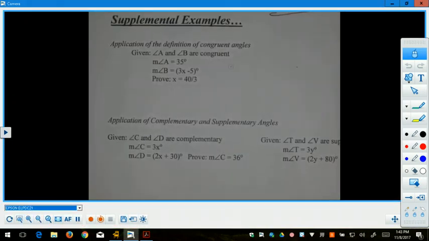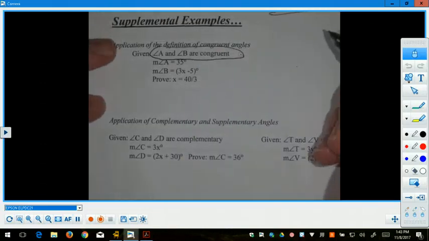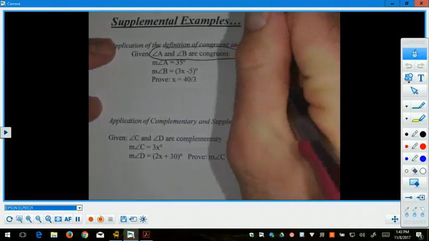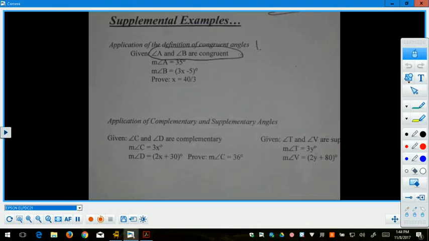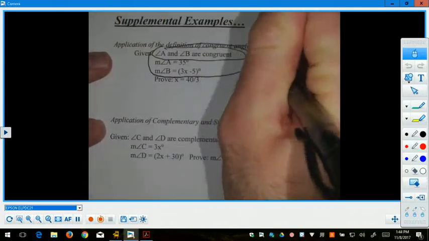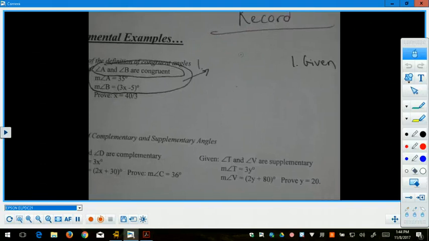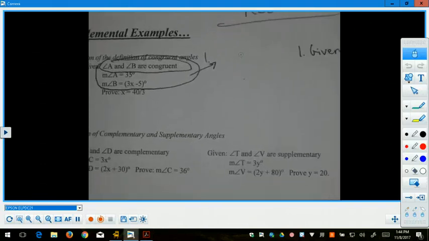So the first thing I see is that angles A and B are congruent. And by definition, that means that they're equal in measure. So the first line of my proof will be that angles A and B are congruent. It'll be all of this given information right here. And sometimes the given information is separated in the proof. But for now, I'm going to write that as my given.